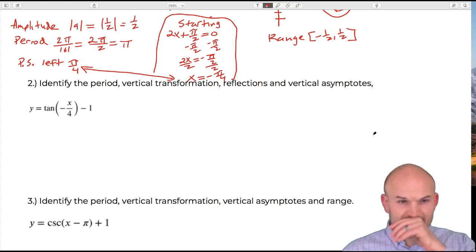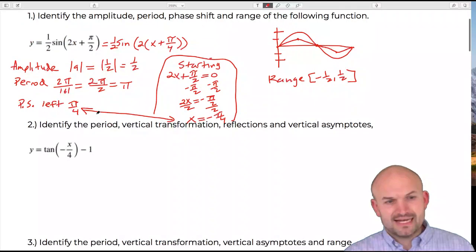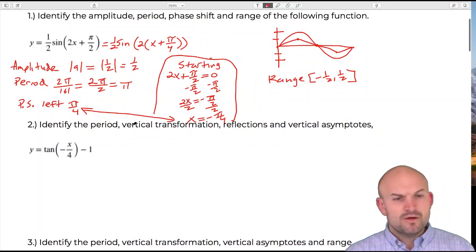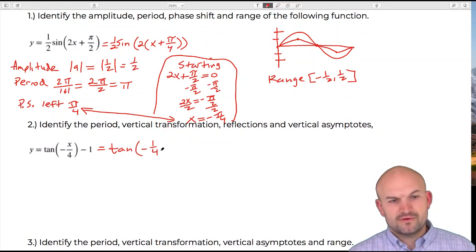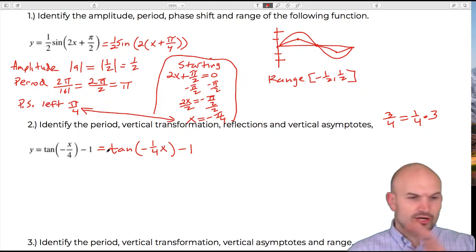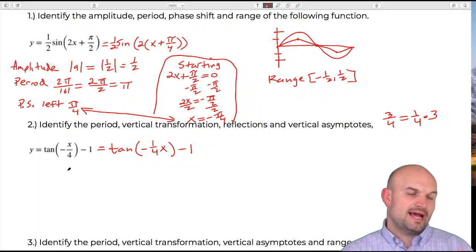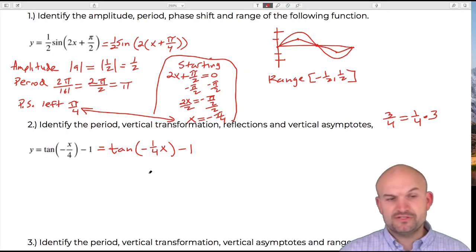All right, so the next one is identify the period and the vertical transformation. So again, reflections, vertical asymptote. I think where a lot of students made their mistakes here was that they were not really understanding what their B was. So again, I remind you, rewrite this as tangent of -1/4 x minus 1, right? Because 3/4 is the same thing as 1/4 times 3. And so a lot of students, when they did the period, they said B was 1 or -1 or 4. And no, B is -1/4, as you can see.